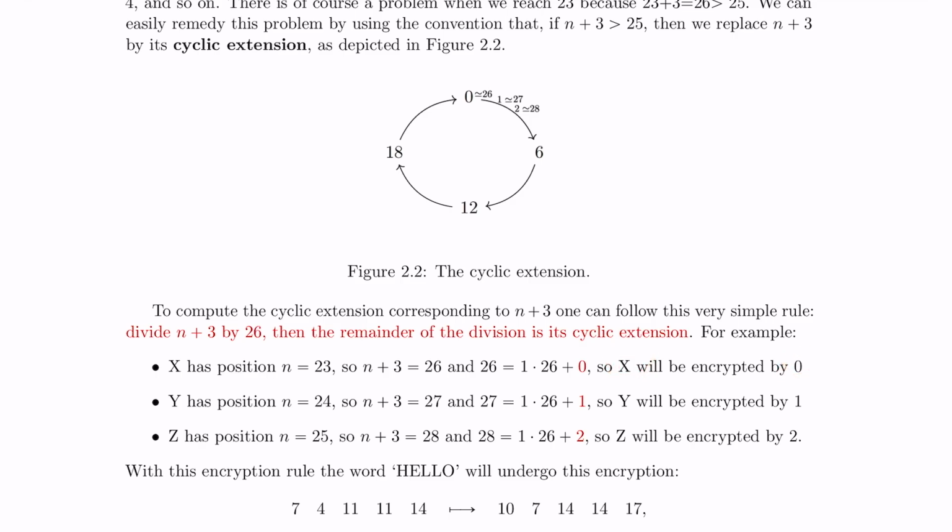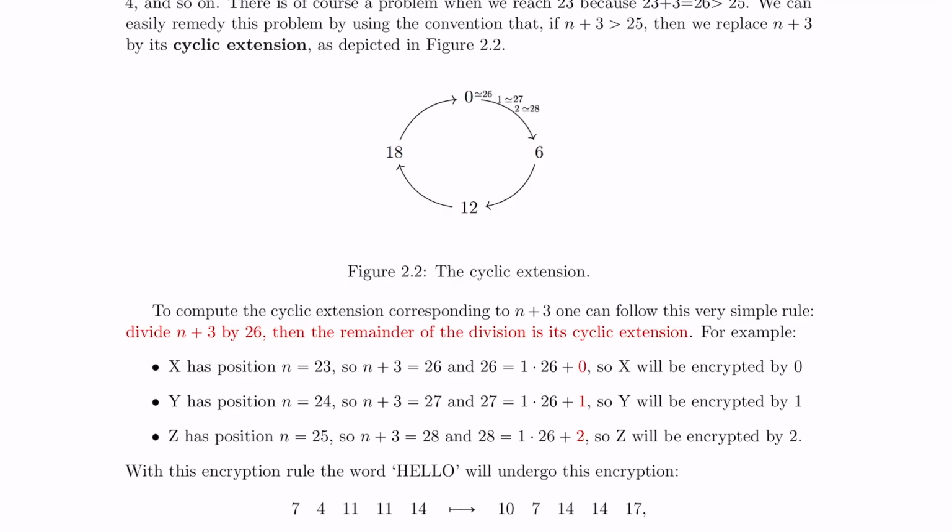If you repeat this same argument on y, you will find that the remainder of this division is 1, and so the cyclic extension of y will be 1. Similarly, for z, its cyclic extension will be 2.